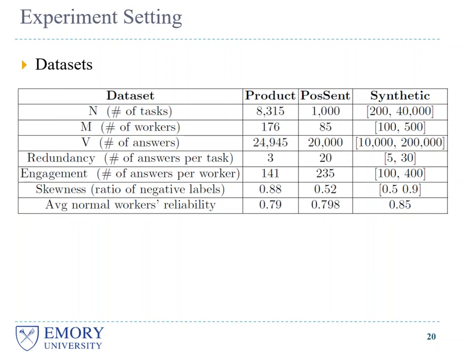The other specification of the datasets is called engagement. That means the average number of answers per worker, and that's different among the datasets. Also, as shown, the product dataset has more skewness in comparison with the post-send and synthetic datasets. And in all of the datasets, the quality of normal workers is around 80% or much higher than that.